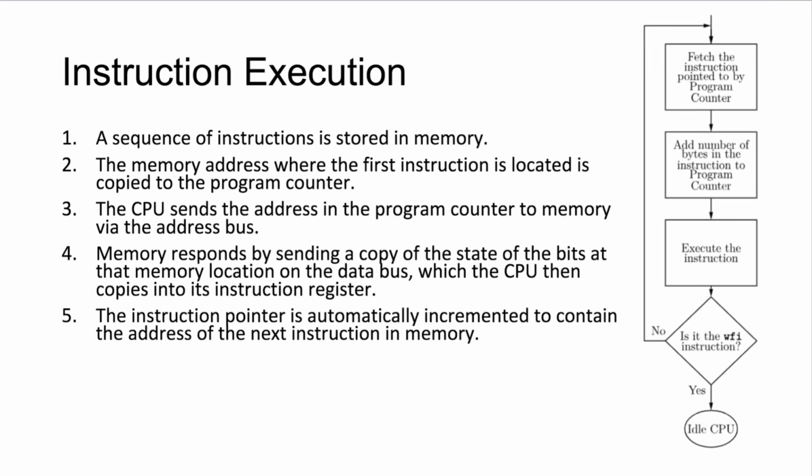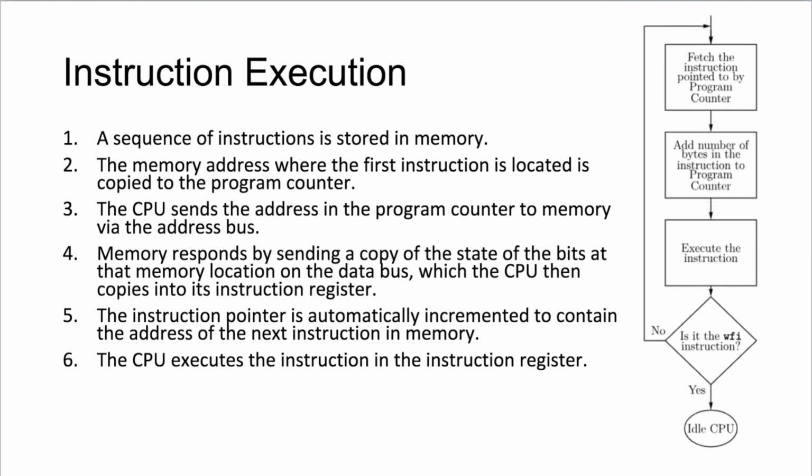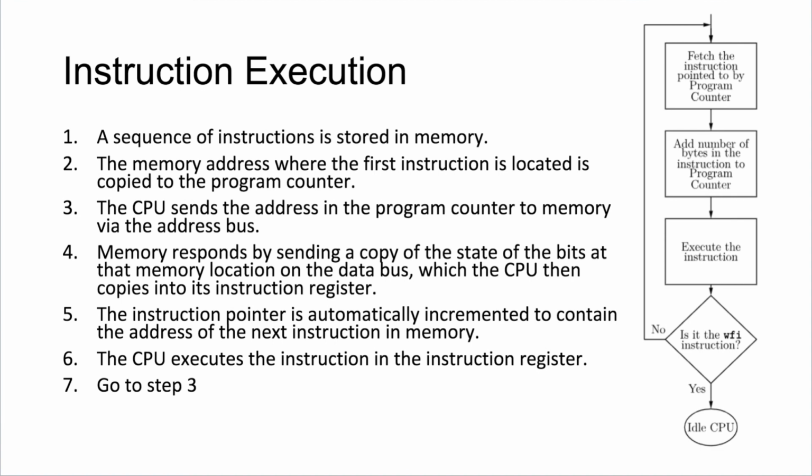5. The instruction pointer is automatically incremented to contain the address of the next instruction in memory. 6. The CPU executes the instruction in the instruction register. 7. Go back to step 3 until there are no more instructions to execute.